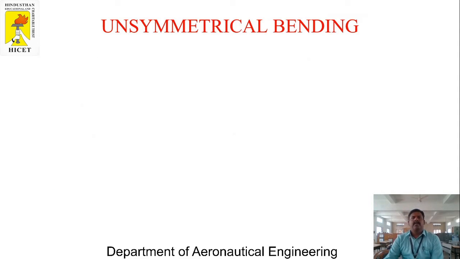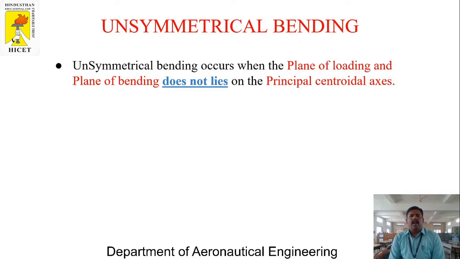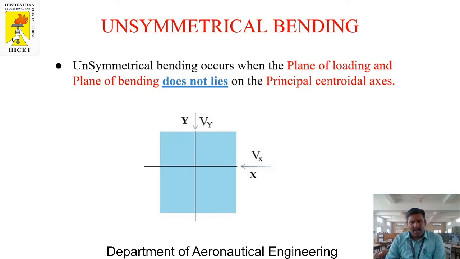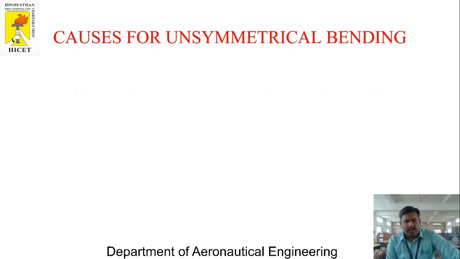Unsymmetrical bending. Unsymmetrical bending occurs when the plane of loading and the plane of bending do not lie on the principal centroidal axis. So if you are applying a horizontal and vertical load at the same time, that will produce a moment about the x-axis as well as the y-axis, Mx and My, and thus the bending will not lie on the centroidal principal axis.